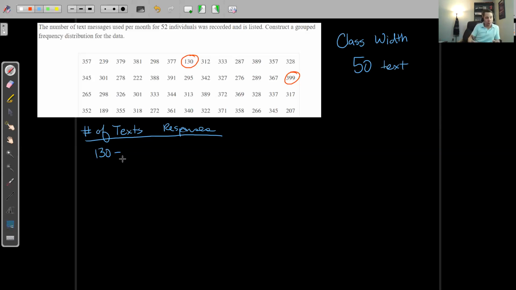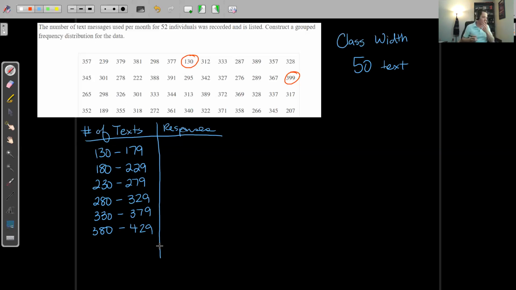So that means the number of texts would start off at 130, the next group would start at 180, then 230, then 280, then 330, and then 380. That would be the starts. The ends for each of these: 179, 229, 279, 329, and 379, and 429.